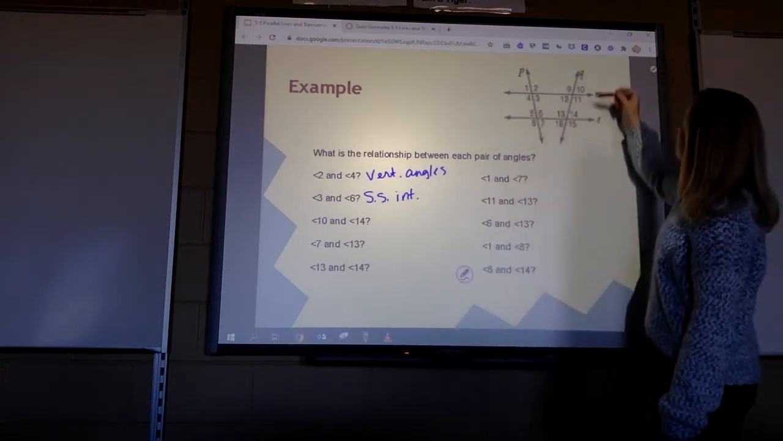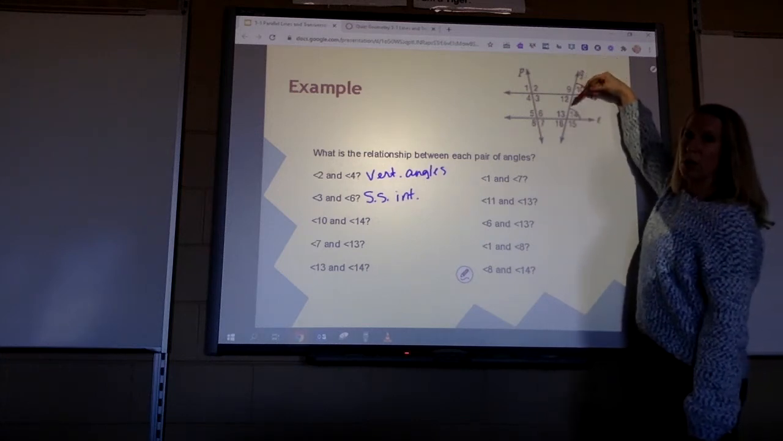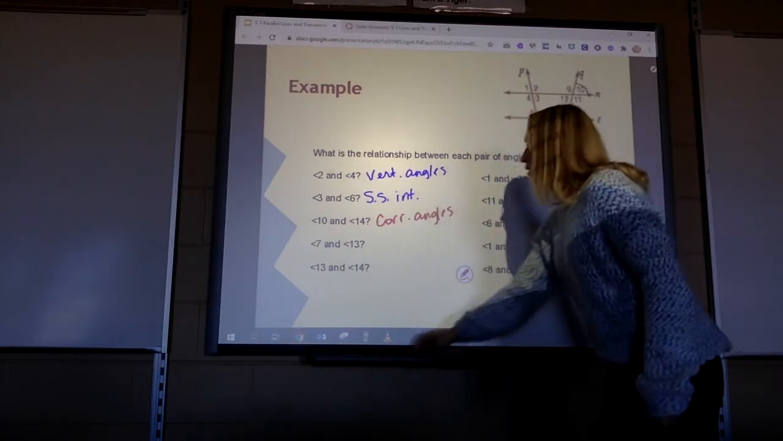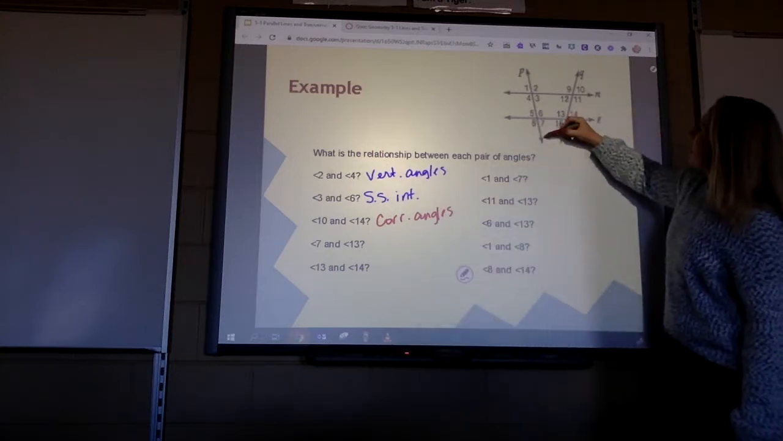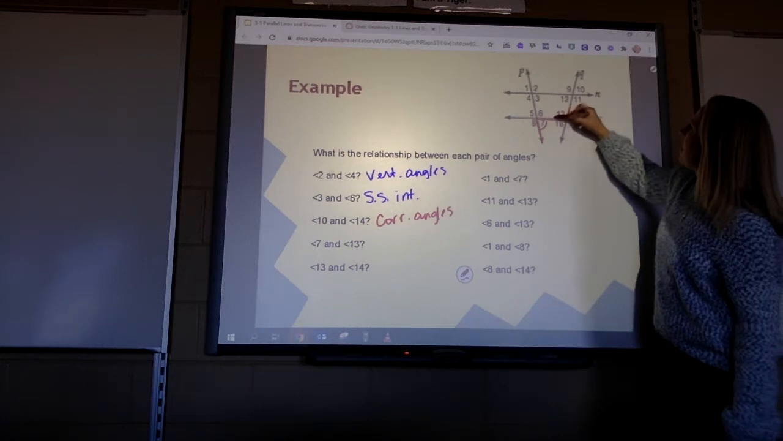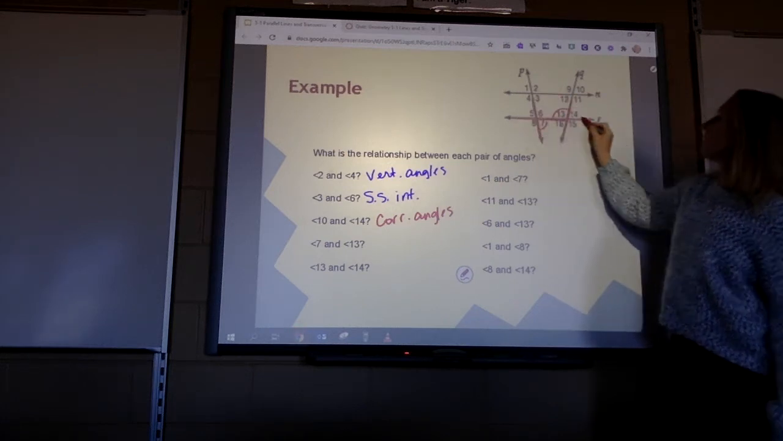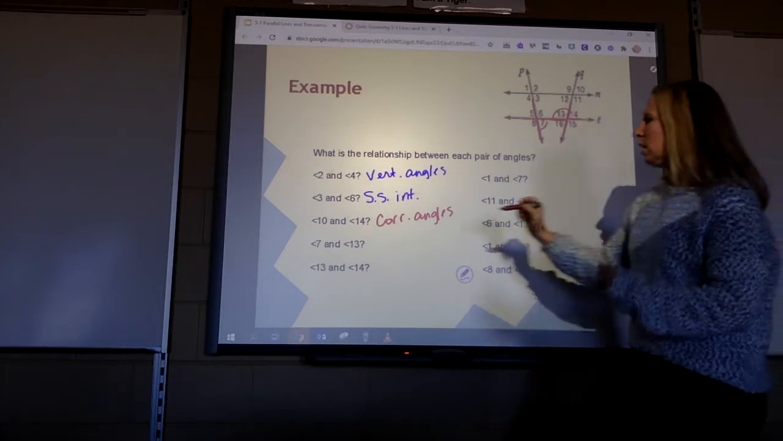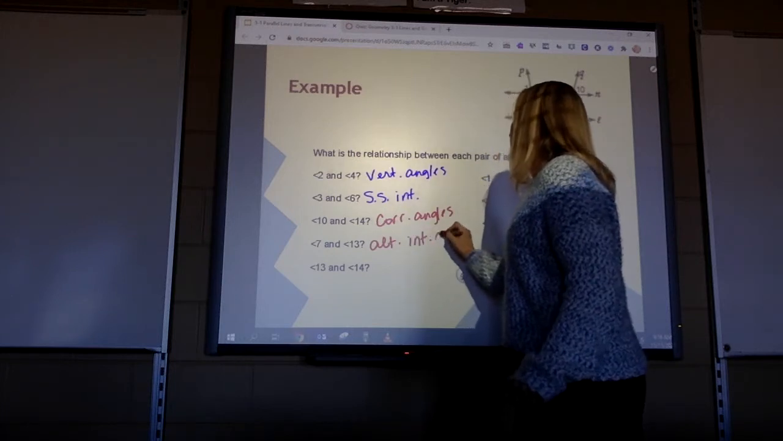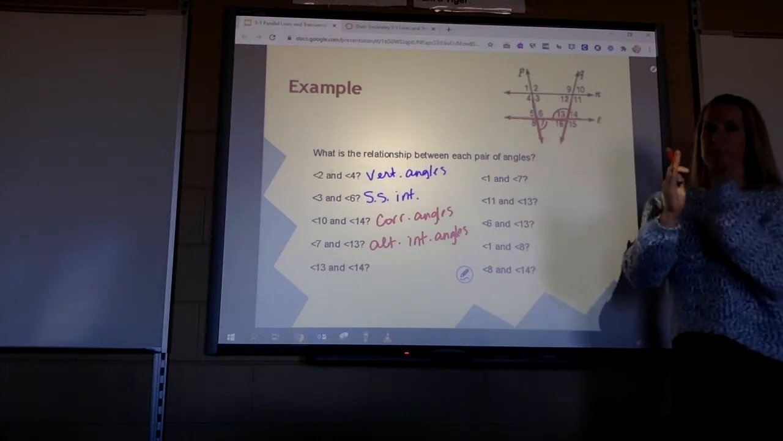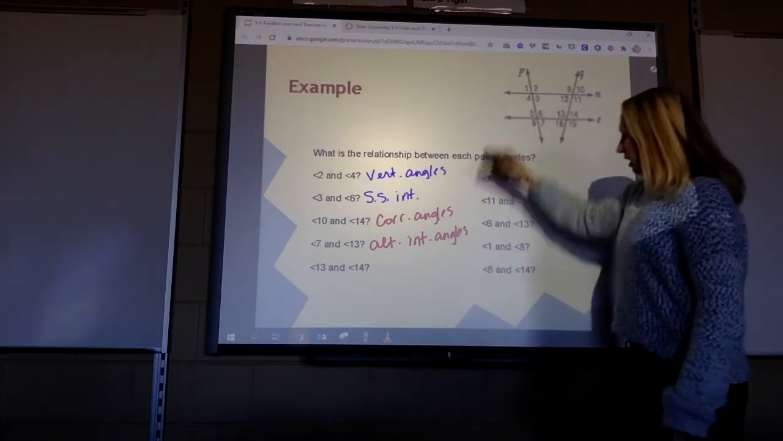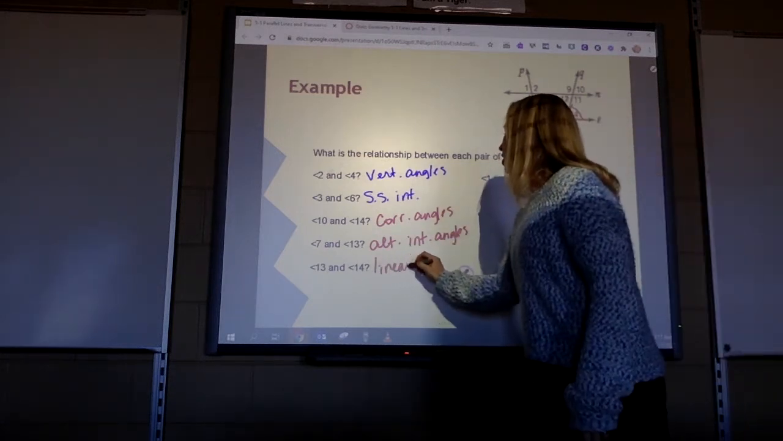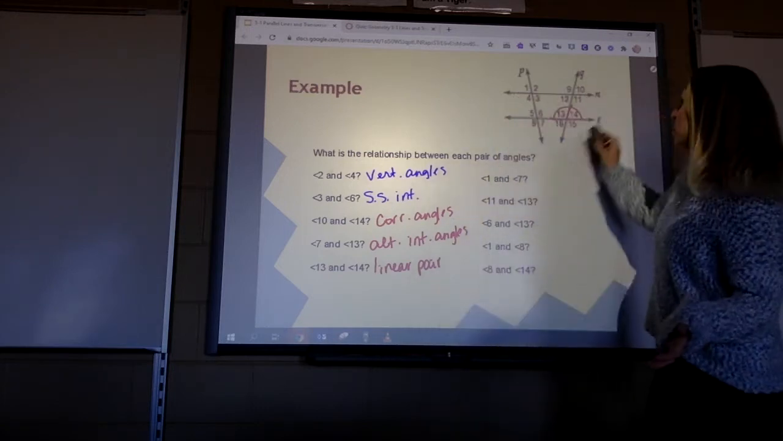Okay, 10 and 14. Notice one exterior, one interior, and they jump over angle 11. That's called corresponding angles. 7 and 13. So I've got angle 7 and angle 13. So these would be my two lines. This would be my transversal. So they're in between the two lines, and they alternate over that transversal. That's called alternate interior angles. If they alternate and they're in between, alternate interior. 13 and 14. Well, 13 and 14 are next to each other and they form a straight line. That is called a linear pair. So we have already learned that before.